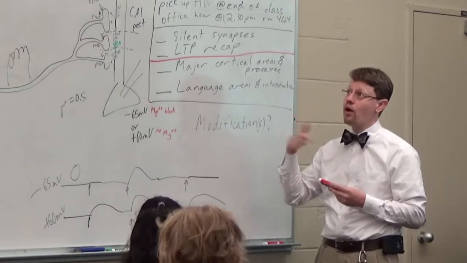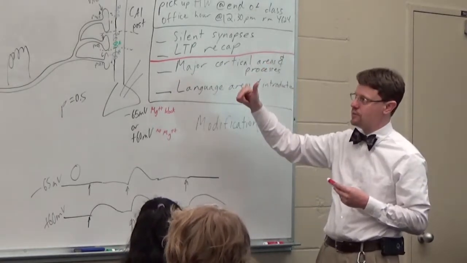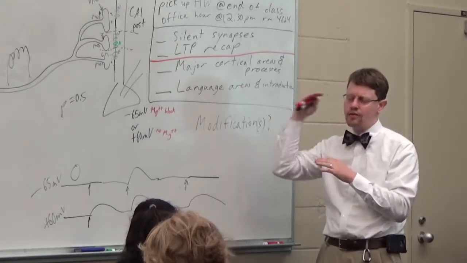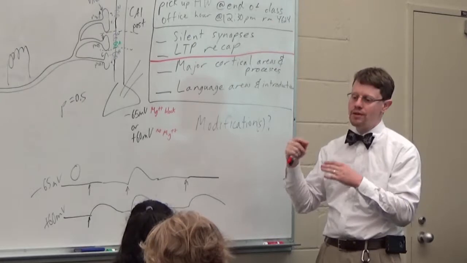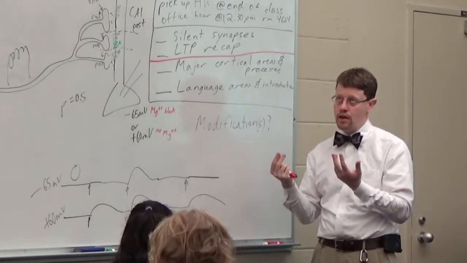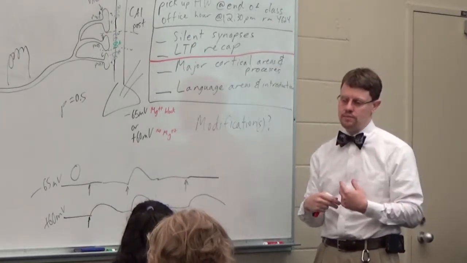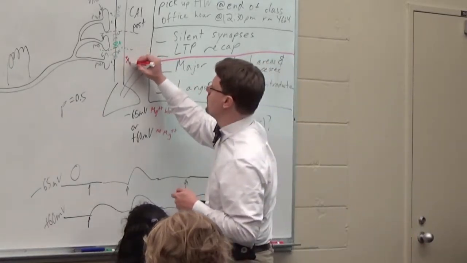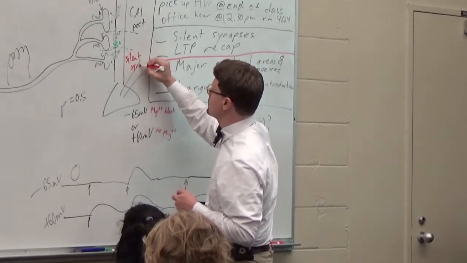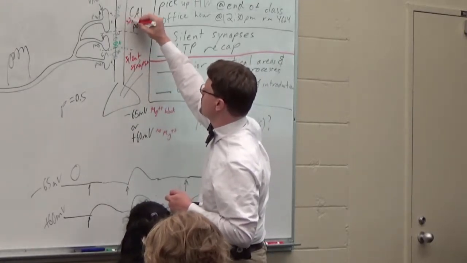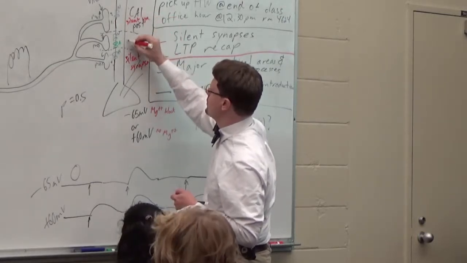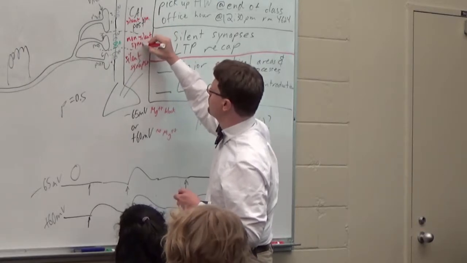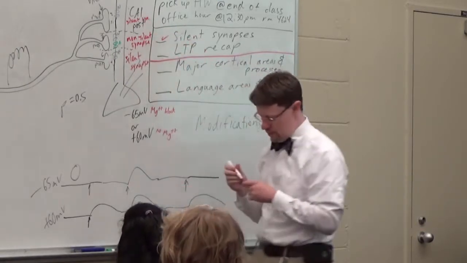The interpretation that they came to is that every single point of contact always has NMDA receptors, but some have AMPA receptors and some have zero. The ones that have zero AMPA receptors, we call a silent synapse. And this one we call a silent synapse. And this one we call a non-silent synapse.